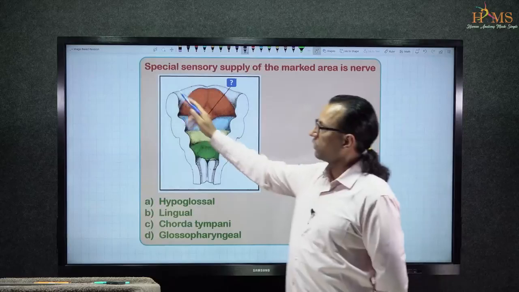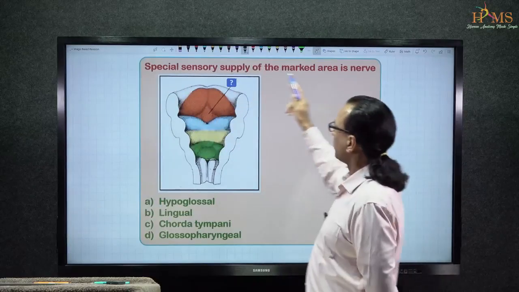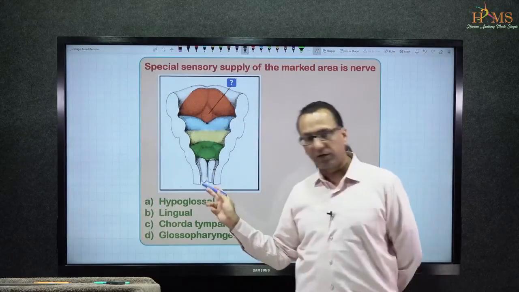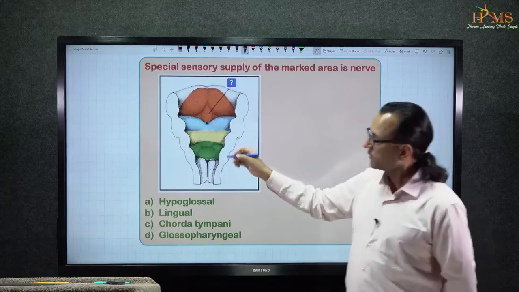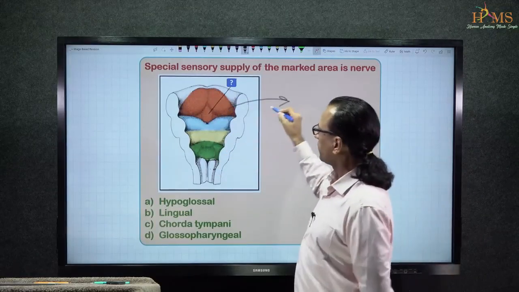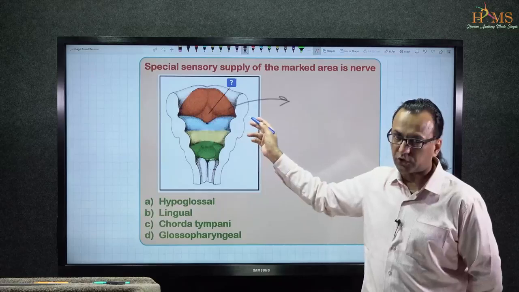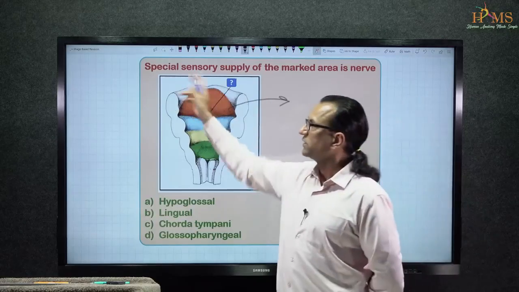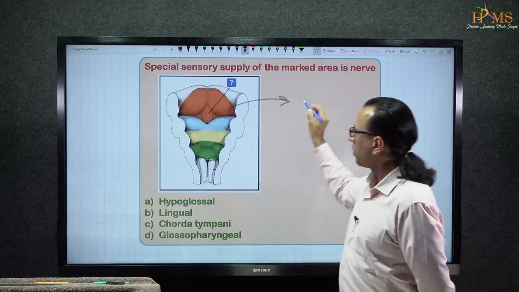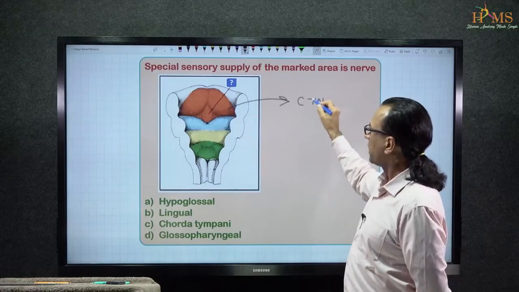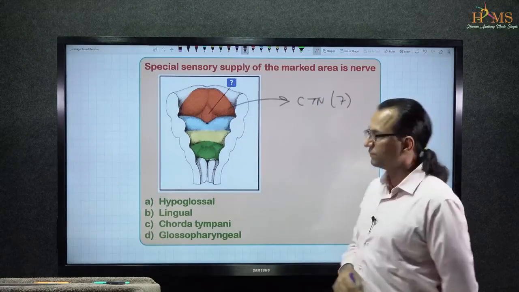Presently, this is a question asking about the special sensory supply of the marked area. This is actually the floor of the pharynx, where you see the developing tongue, and it is understood that the anterior 2/3 of the tongue will be developing in the first arch, so it will have a special sensory, that is the taste sensory supply, from the chorda tympani nerve, a branch of the facial nerve.